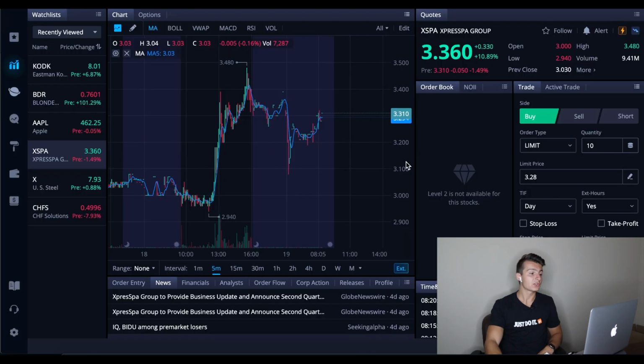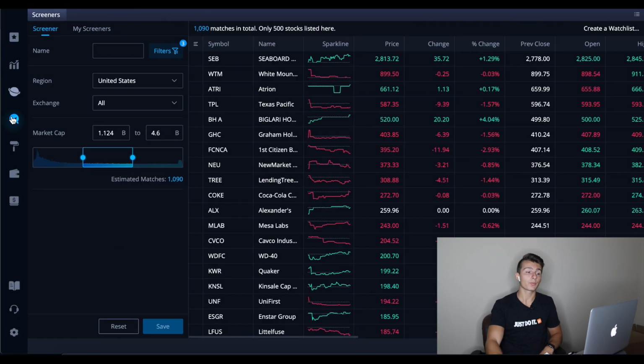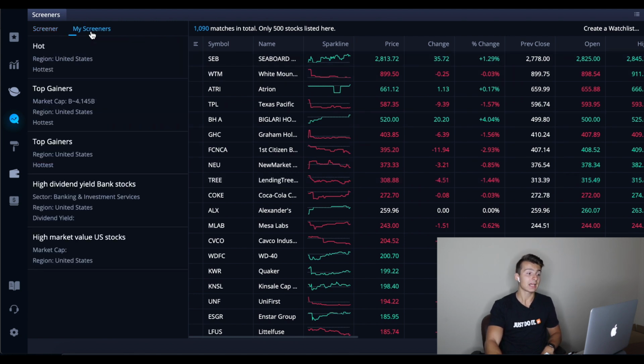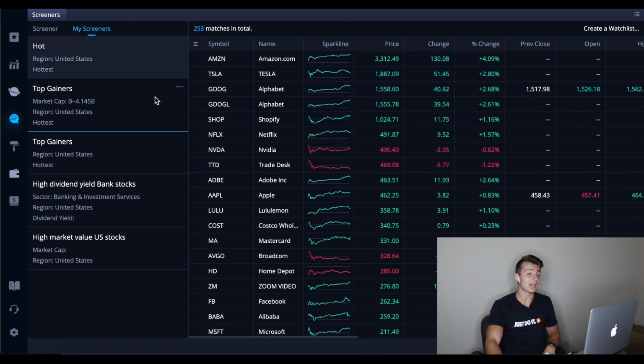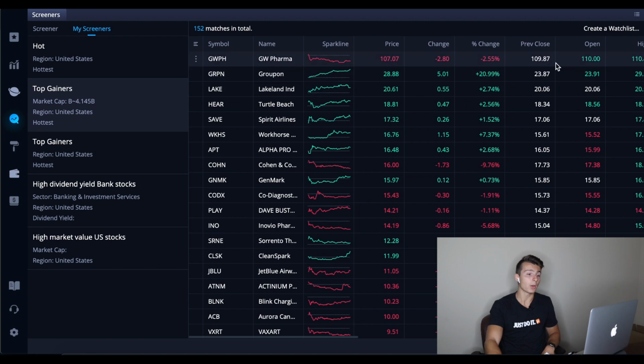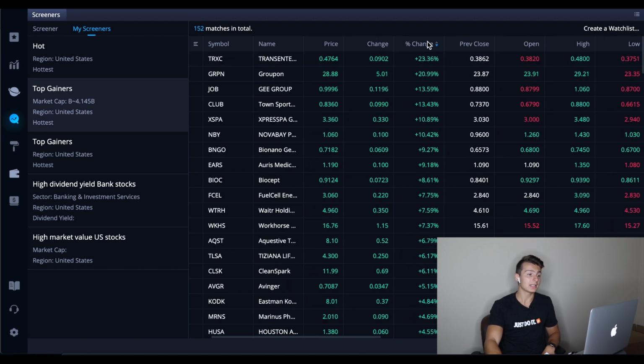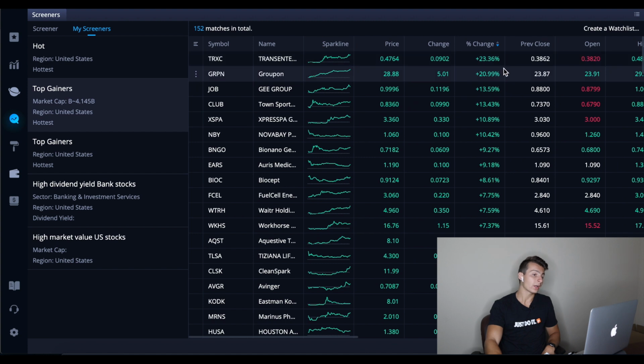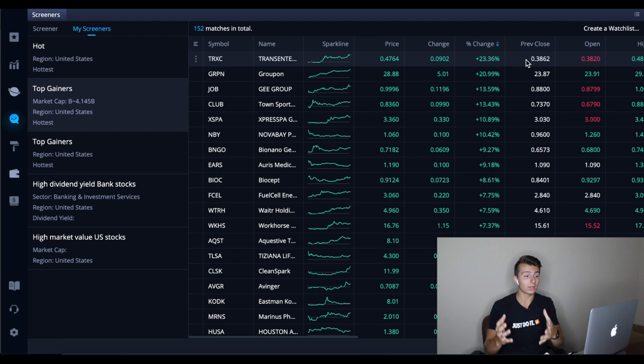So going forward, we have the screener section. I have a video going over the Webull screener, but this is actually really cool. You can customize your own screeners. I have a top gainers, I have a hot, I have my own. We can look at bank stocks, whatever you want to do. And what this is going to show is the top gainers for today. So what's up the most, and we can click this and we can see that TRXC right now is up 23, almost 24% on the day. And that is something that I want to be looking at if I want to find what's hot right now.